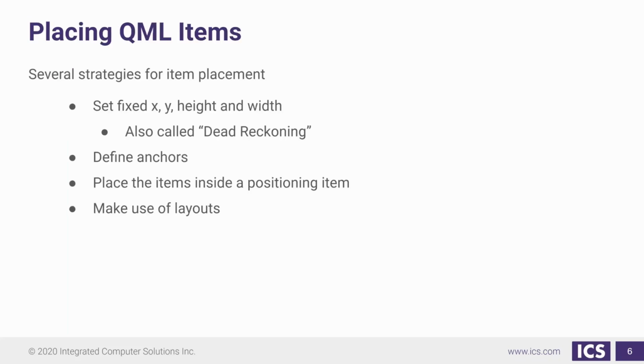Now, when we place the items on the screen, we have a couple options to choose from. We can do it manually, where we set a fixed X, Y, width, and height for each of our objects. Or we can set anchors for each of our items relative to a parent or sibling. We can also use one of several container types that will place the items for us. Another option is we can use layouts, or we can use some combination of the four of these. Each of these methods has a valid use, and knowing when to use each one is important.